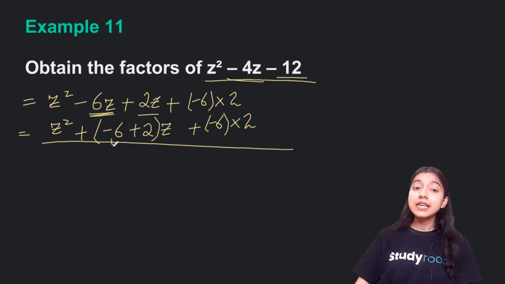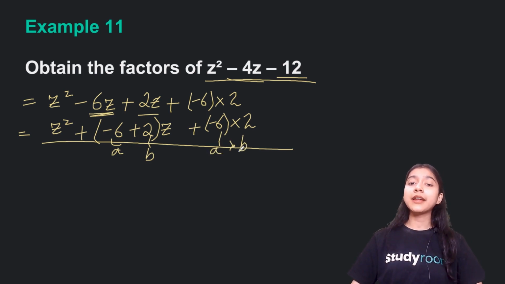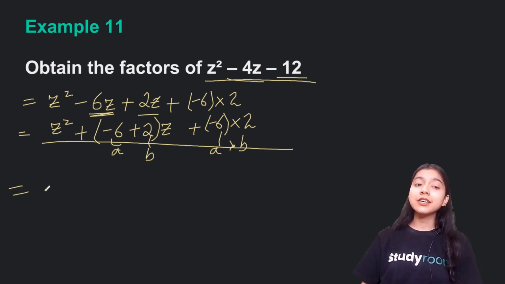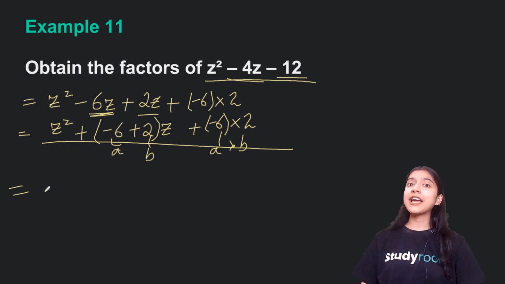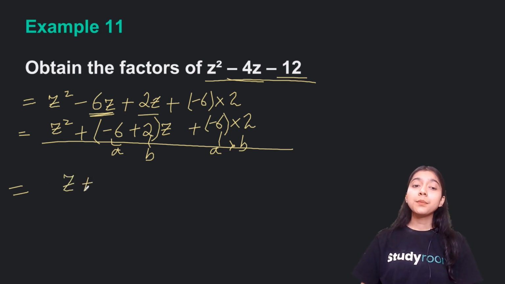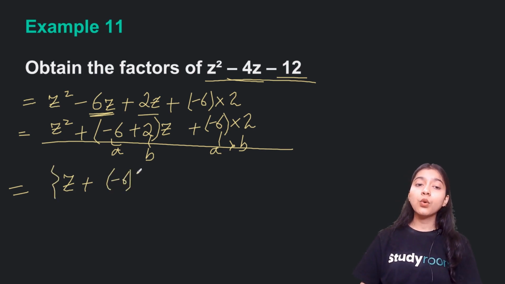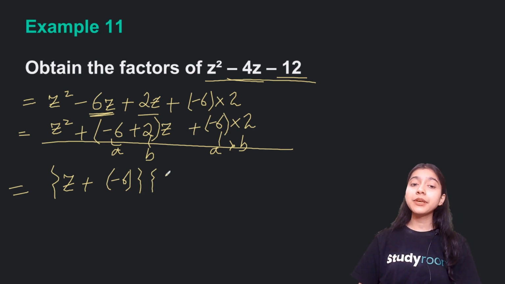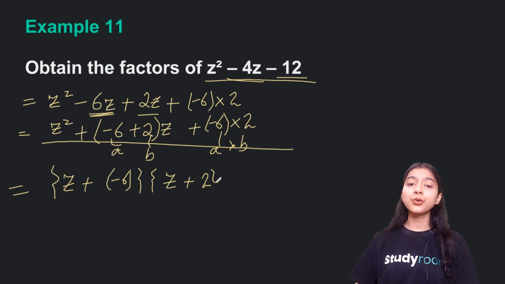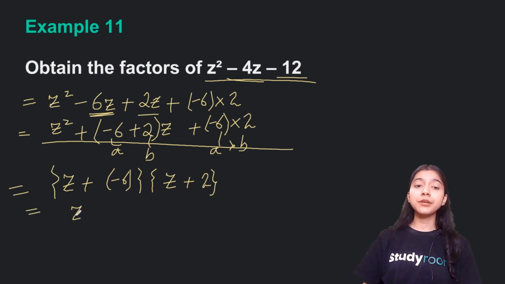Z square plus (a plus b) z plus a multiplied with b. Here this minus 6 is a and this 2 is b. And we know that this gives us z plus a multiplied with z plus b. So z plus a, in place of a what we have? Minus 6. Now this will be whole multiplied with z plus b. So we have z plus, in place of b we have 2, so we can write 2 over here. So our final answer will be z minus 6 multiplied with z plus 2.